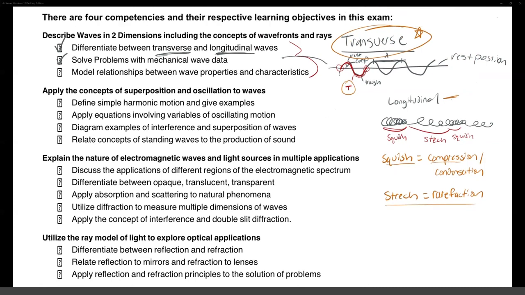So, model relationships between wave properties and characteristics. That has to do with that first lab that we did. The main point of the lab was to figure out how the amplitude of a wave would be affected by the force of the wave. We could tell from the lab that the force didn't necessarily have a huge effect on the amplitude in our experiment, just because it was loose. There wasn't a lot of force.